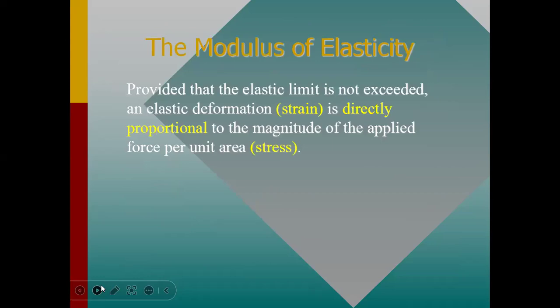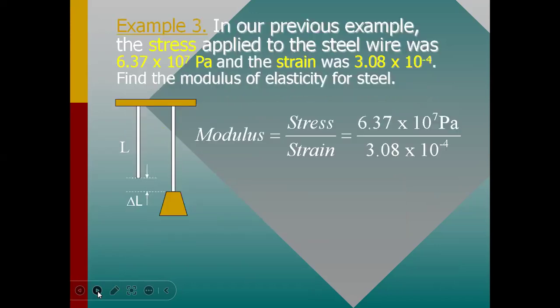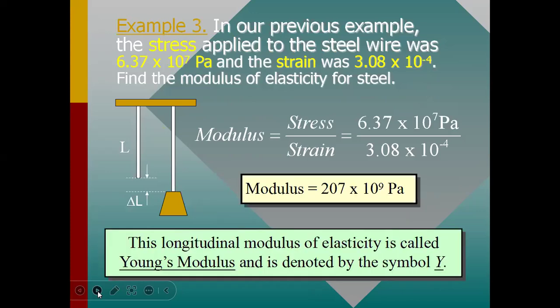Now what is the modulus of elasticity? Provided that the elastic limit is not exceeded, elastic deformation means strain, vikriti, is directly proportional to the magnitude of the applied force per unit area, that means stress, pidon. So modulus of elasticity equals the ratio of stress and strain, that means pidon divided by vikriti. And this is the example for finding the modulus of elasticity.